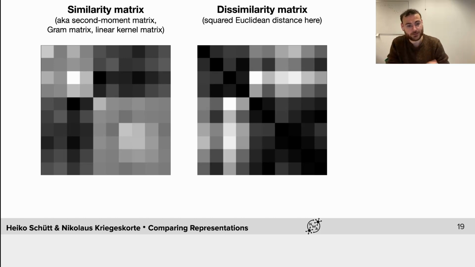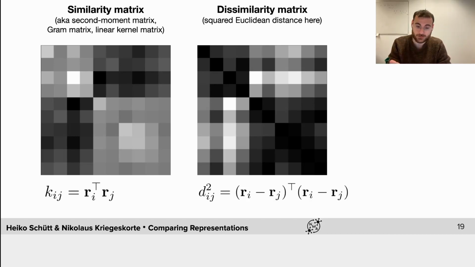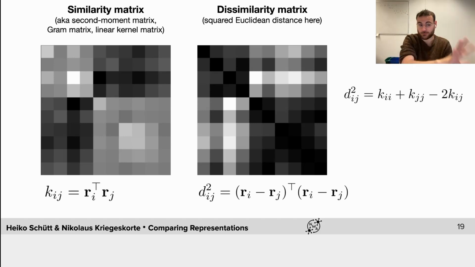To make this mathematically more rigorous, we can write down the formulas for each of those matrices. For the left one, it is just the inner product, so Ri times Rj. For the distances, it's the difference between those representations multiplied with itself. And now we can immediately just multiply out this formula for the distances and get that the squared distance is a simple linear sum of the entries from the kernel matrix. So there is a linear map from the kernel matrix to the distance matrix.